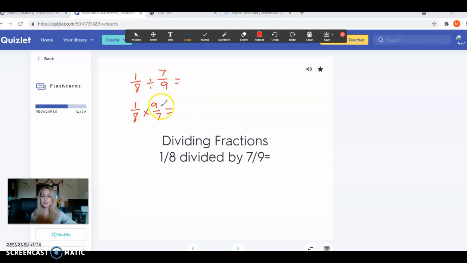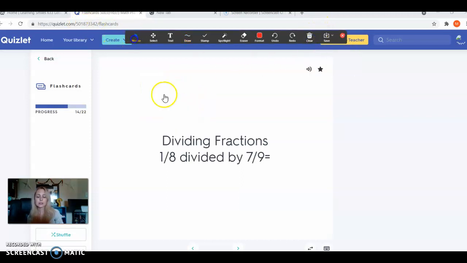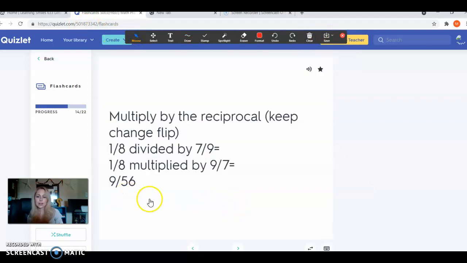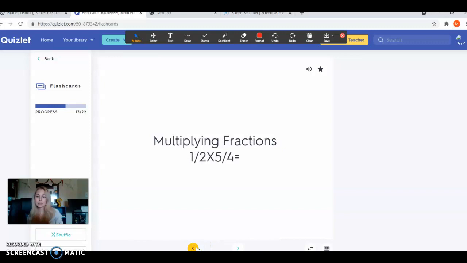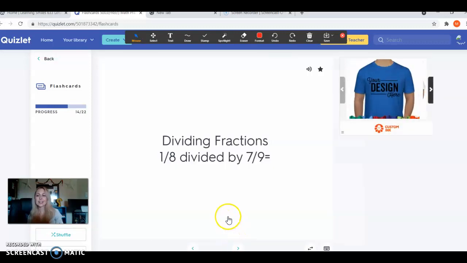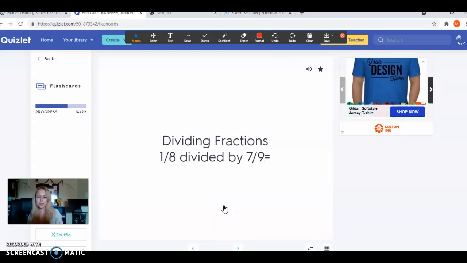Now we just have multiplication. Very easy. Multiply the top, multiply the bottom. So 9 times 1 is 9. And 8 times 7 is 56. We can't reduce it, so we have 9/56. We're going to check it. And wonderful, 9/56, we got it. So subtracting and adding, find that same denominator. Multiplying, multiply across the top, multiply across the bottom. Dividing, keep, change, flip.